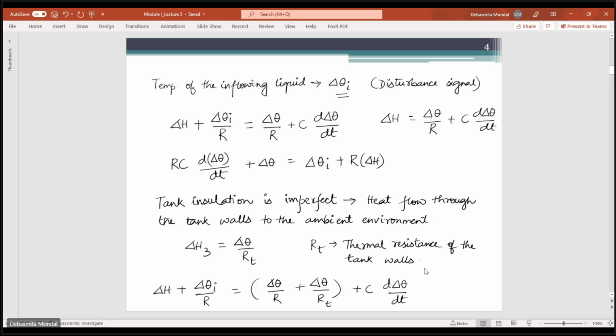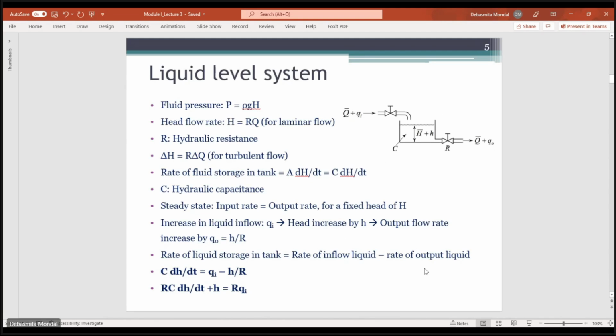So similarly, if you look into a liquid level system, you have a tank and there is an inflow of liquid and an outflow of liquid. Depending on the rate of fluid flow, the total head or the level of the fluid in the tank will be maintained or will change. If you write the fluid pressure, you can write that in terms of this head.